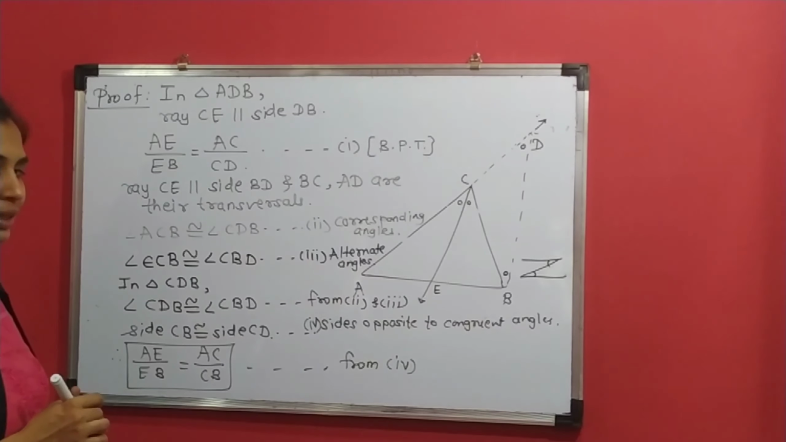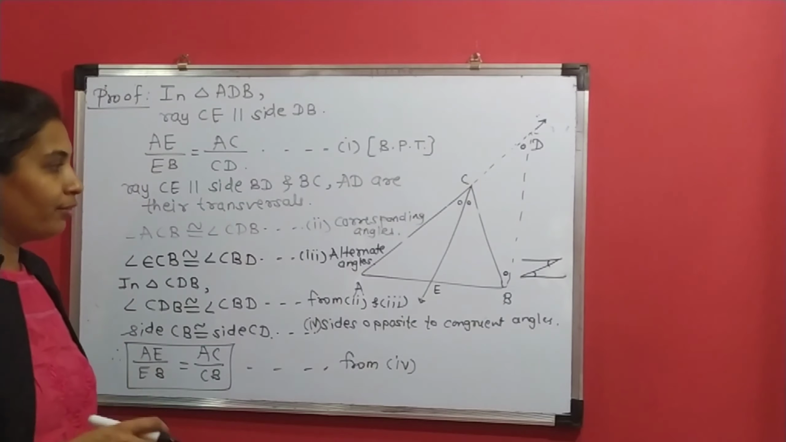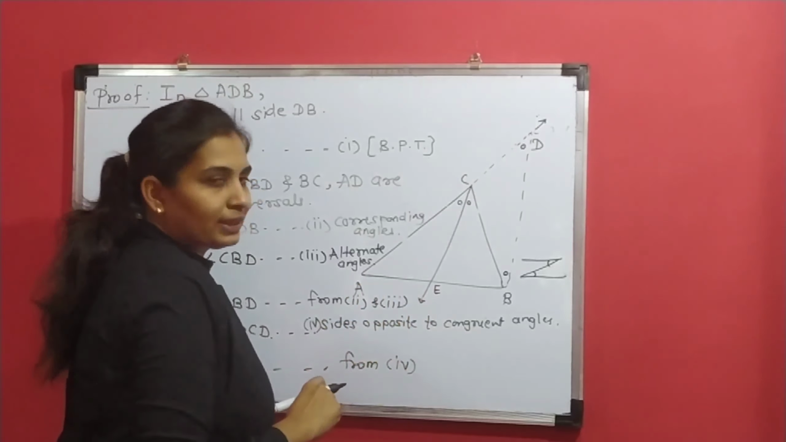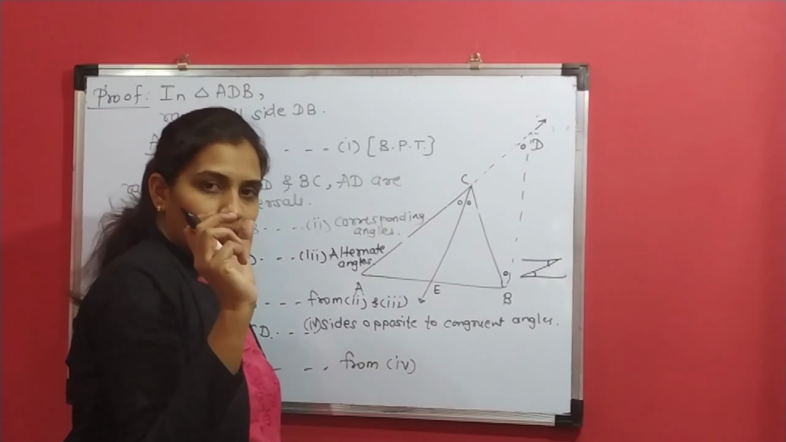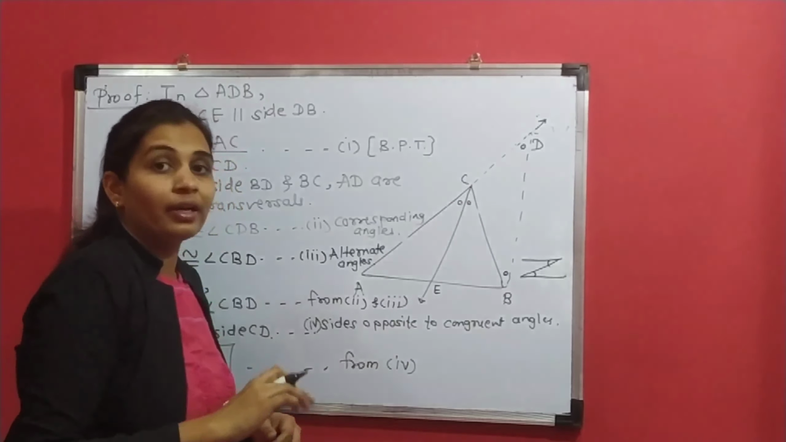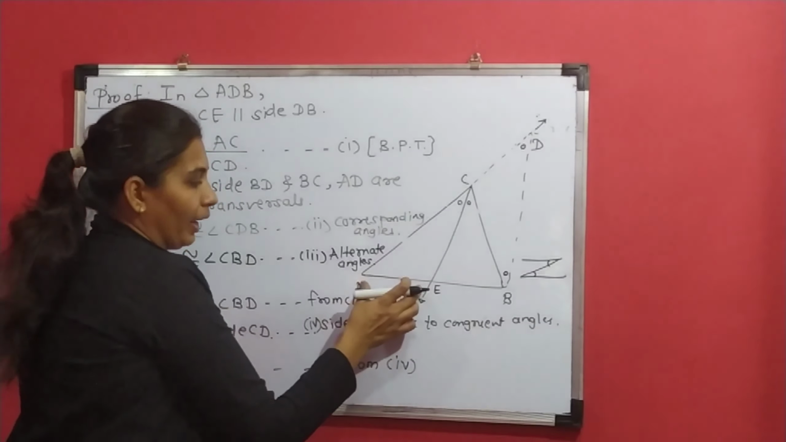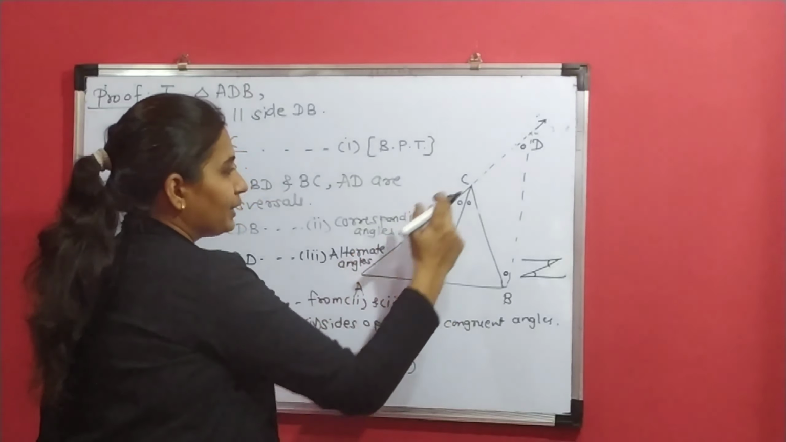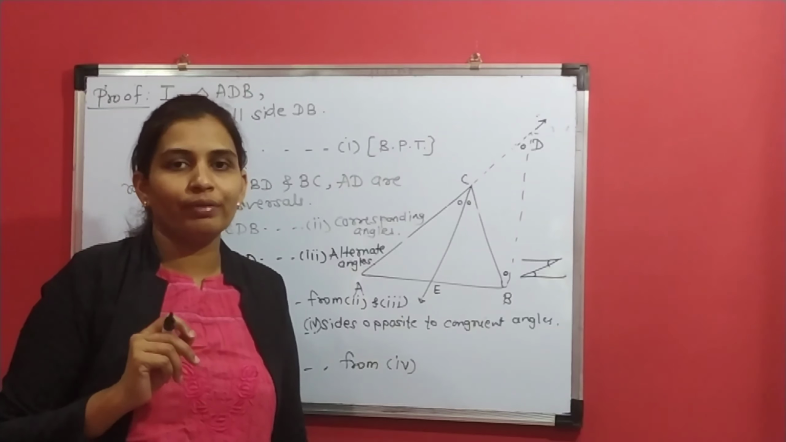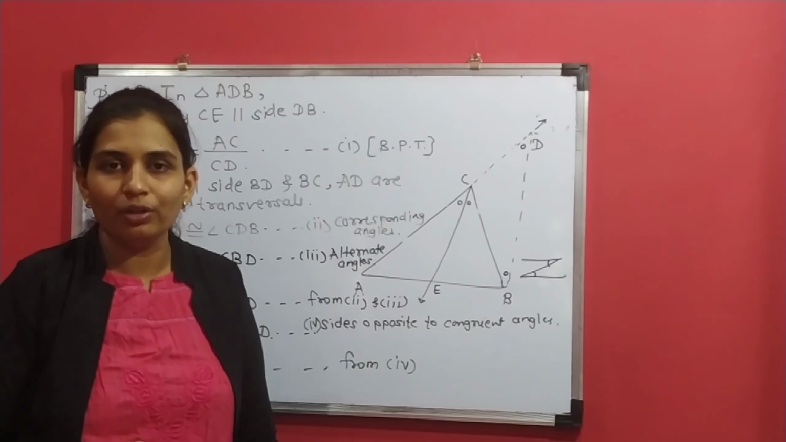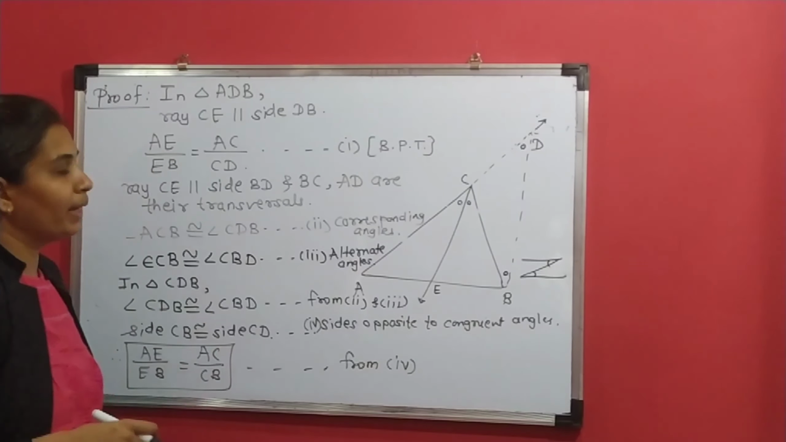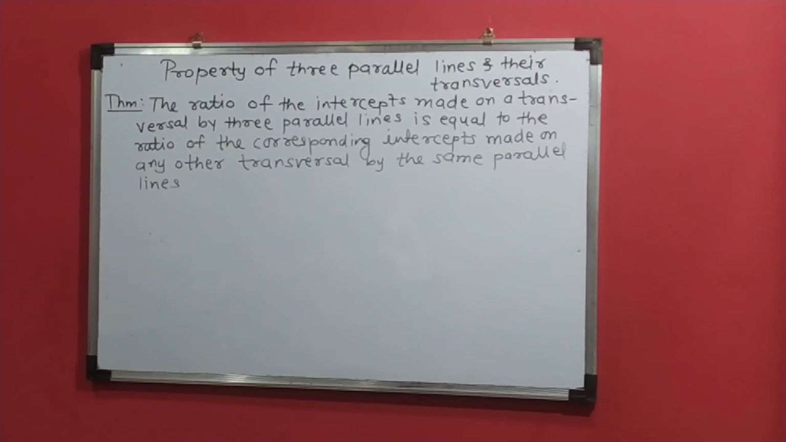Okay, now students, we have proved that if a bisector of an angle of a triangle intersects the opposite side, then the ratio will be equal to the ratio of their corresponding remaining sides. Means AE upon EB will be equal to AC upon CB. Now students, these two theorems are also very important for exercise 1.2 and these can be asked in your examination. So this is a very important theorem, the angle bisector theorem.